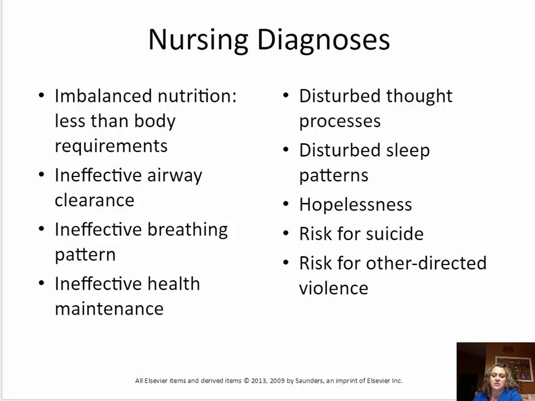Nursing diagnoses for the patient with substance abuse disorder. Impaired nutrition. Oftentimes these patients will more readily give up food than they will their chosen substance. So they'll forego eating or drinking in favor of alcohol or drugs. Ineffective airway clearance, ineffective breathing pattern, ineffective health maintenance, disturbed thought processes, disturbed sleep patterns, hopelessness, risk for suicide, and risk for other-directed violence.